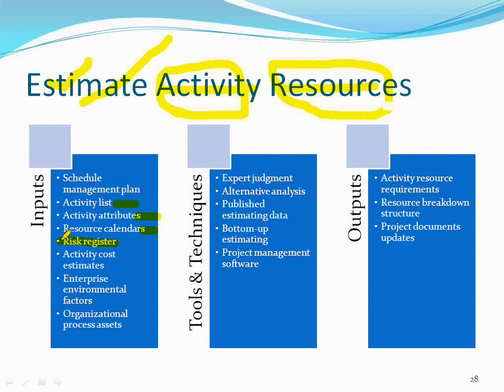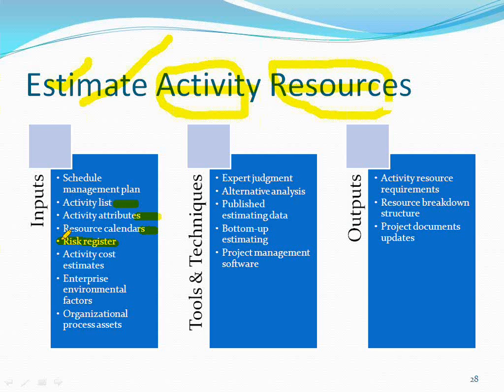Then the tools and techniques. Basically what tools and techniques you require. Expert judgment, subject matter expertise you may require. And alternative analysis. For doing an activity you have 2-3 approaches. Plan A, plan B. So you have to look into alternative analysis also. To reach a particular place, you have 2-3 ways, 2-3 roads where you can reach. So all the alternative methods of accomplishment, how are you going to do that? And then published estimation data.